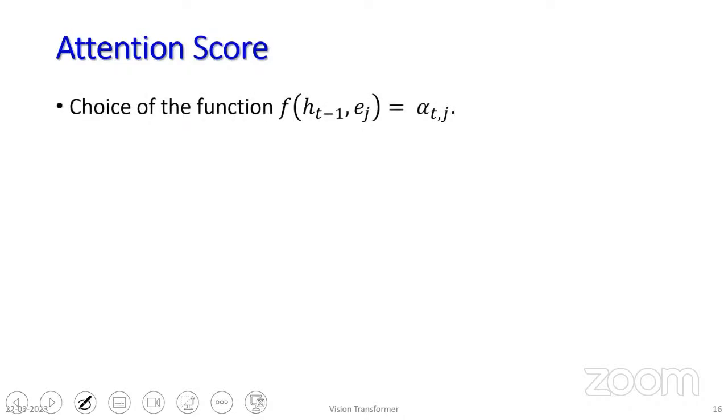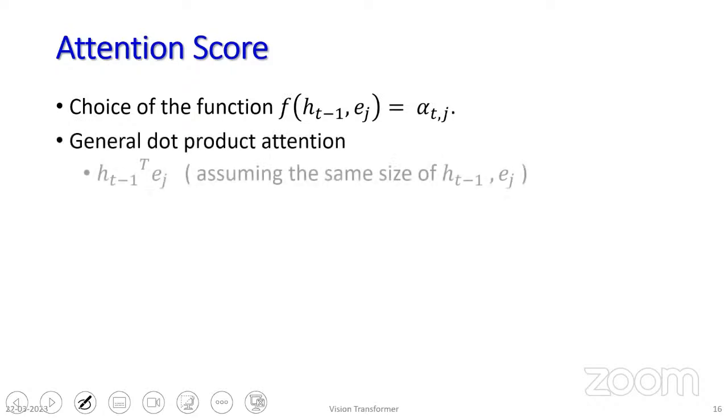So the choice of the function f(h_{t-1}, e_j) can be general dot product attention. Like I simply take the dot product. Here I'm assuming that both of them have the same dimension.